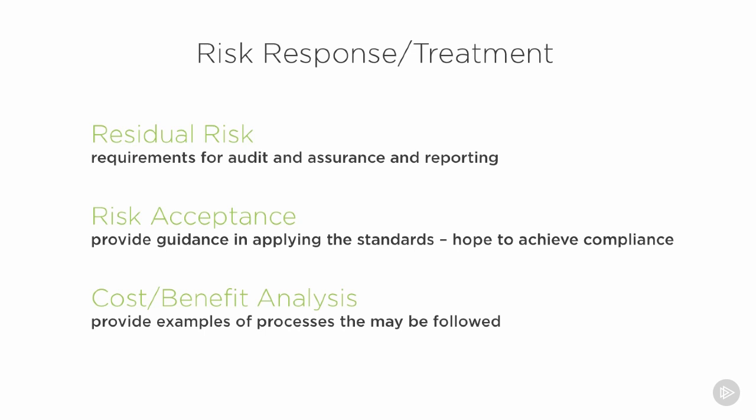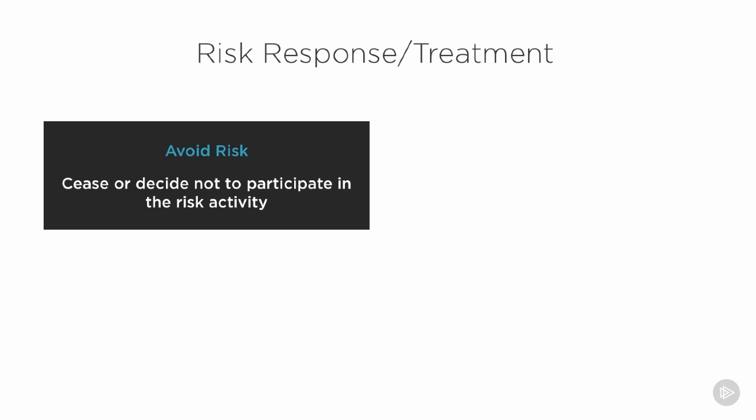The idea of a cost-benefit analysis is we can examine various risk response options. We can take a look at what is available as a way to address the risk so that hopefully we can choose the best of those solutions. There are really four options for addressing risk. The first would be to avoid the risk altogether. For example, if I know that driving on a very icy road is dangerous, I may decide to avoid the risk and just not drive today. That is to cease or decide not to participate in the risk activity.